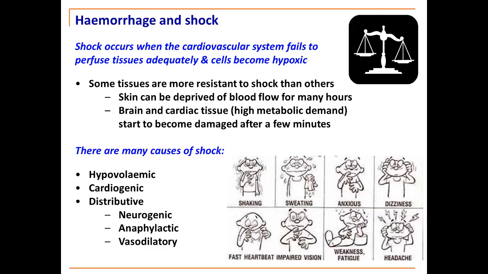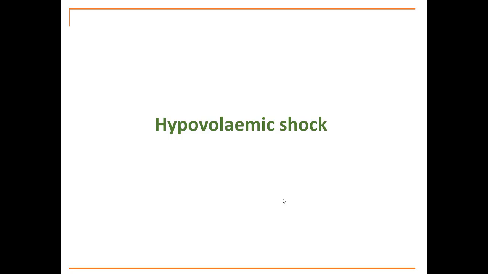There are lots of symptoms of shock that are shown on the right-hand side there, and these are compensatory mechanisms, if you like, often because of stimulation of the sympathetic nervous system, which will lead to your sweating and other things. There are lots of symptoms: shaking, sweating, anxiousness, dizziness, fast heart rate, impaired vision, fatigue and weakness, and headache, amongst other things. They will all be covered later on. So we're going to go through these various types of shock now.